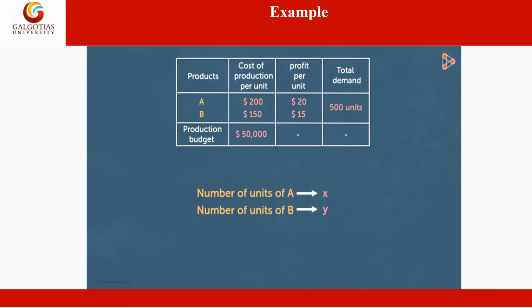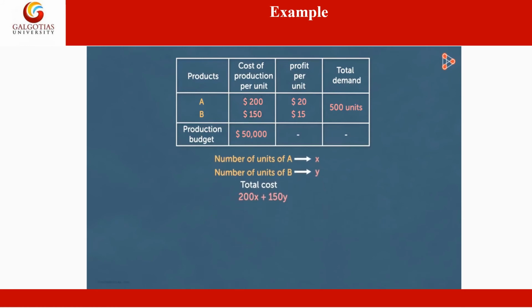Now, can you tell me the total cost to manufacture these many units of A and B respectively? Yes, it will be 200 times X and 150 times Y. We're just multiplying the quantity with the price.